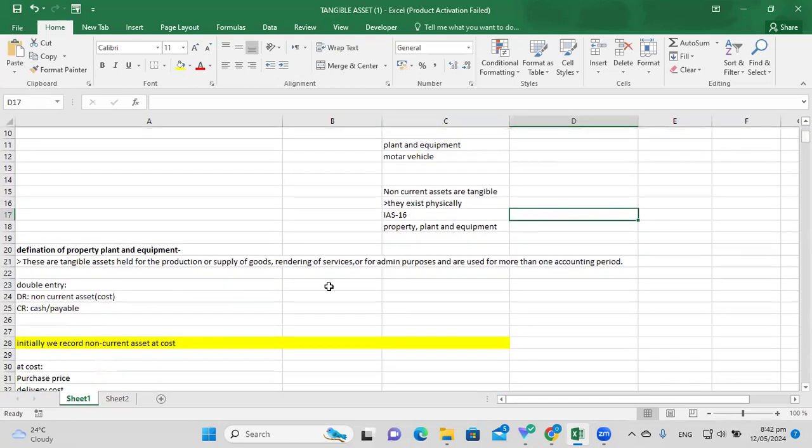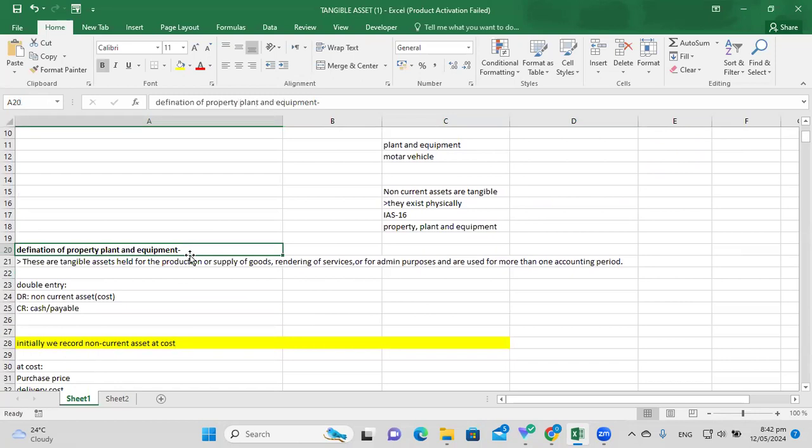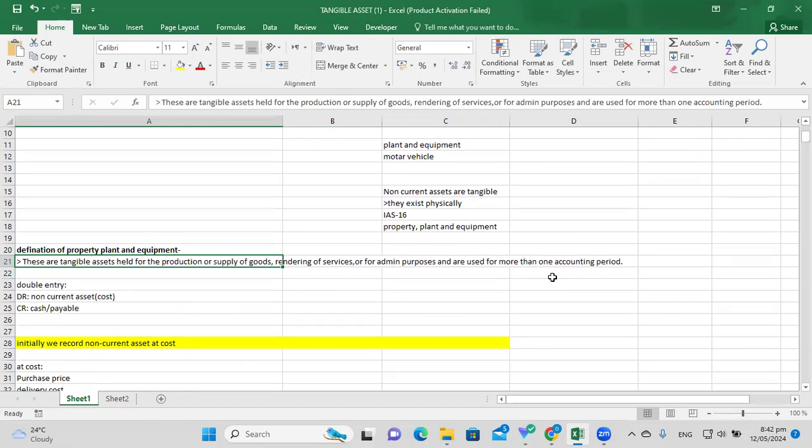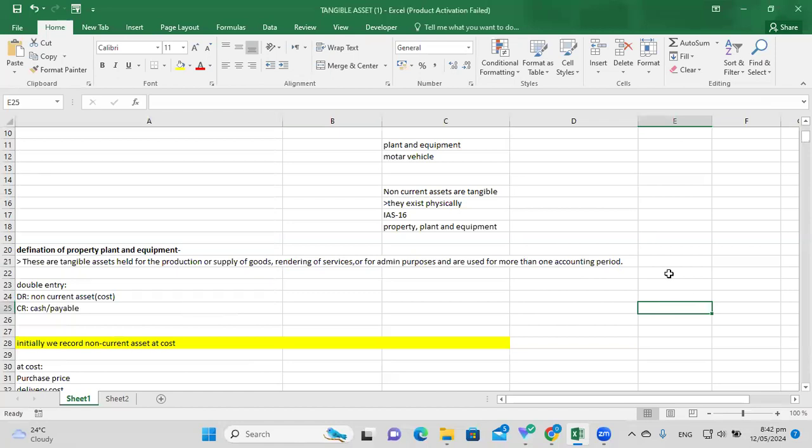All right. So now let's come to the definition of property, plant, and equipment. Basically, property, plant, and equipment is our tangible asset. The definition is: these are tangible assets held for production or supply of goods, rendering of services, or for admin purposes and are used for more than one accounting period. Now you don't need to remember the definition, but more than one accounting period means that you can use non-current assets for more than 12 months, because the life is more than 12 months. Our current assets have a life of less than 12 months, and our non-current assets have a life of more than 12 months. So anything that a business is using for more than 12 months is our non-current asset.